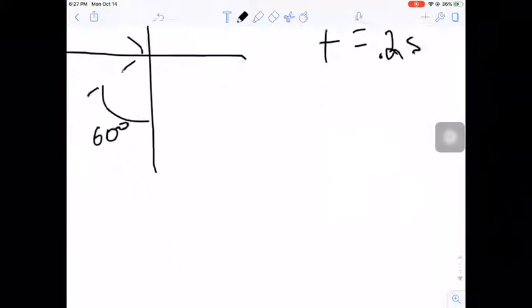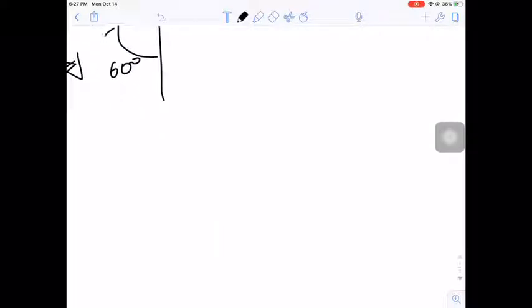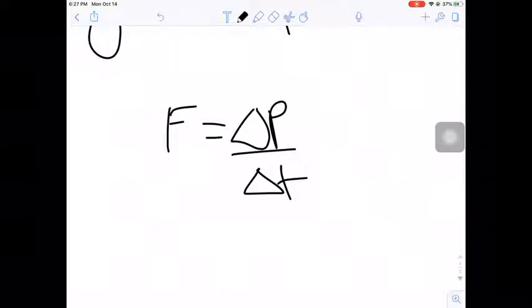Okay. So the average force exerted on the wall by the ball. We are going to do force is equal to the change in momentum over the change in time. So we basically are going to find the force in the x direction and then the force in the y direction.